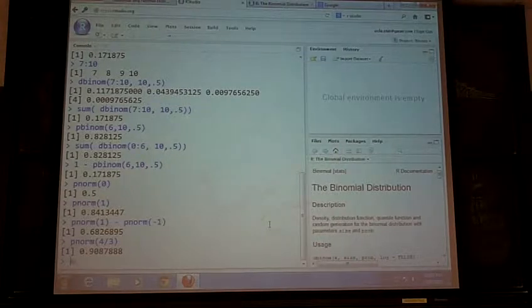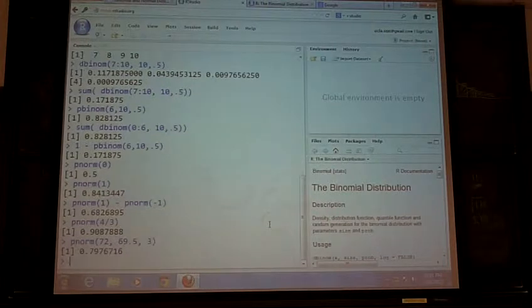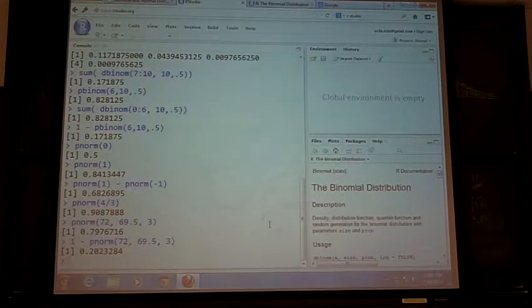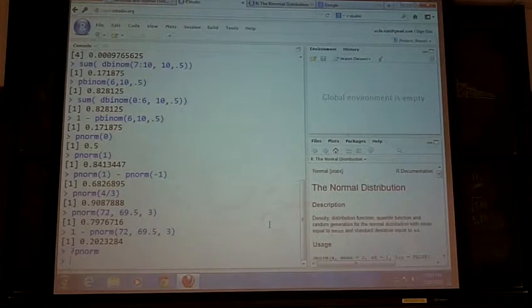We can also ask questions like, what percentage of men are shorter than 6 feet? 6 feet is 72 inches. The mean is 69.5 inches, and the standard deviation was 3 inches. Okay, so you can put in all three of those numbers: the height you're looking for, the mean, and the standard deviation. And it tells you that percentage of men are shorter than 72 inches, which means the remaining percentage of men are taller. Okay? And again, if you have any questions, you can always ask the computer about pnorm.